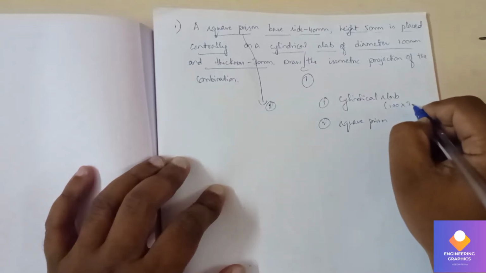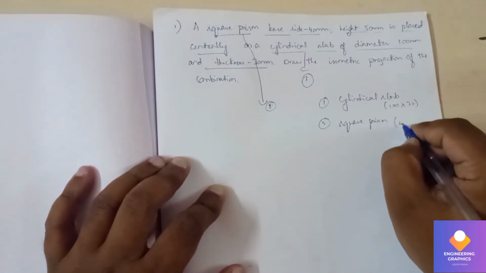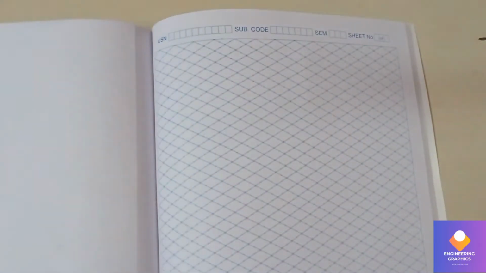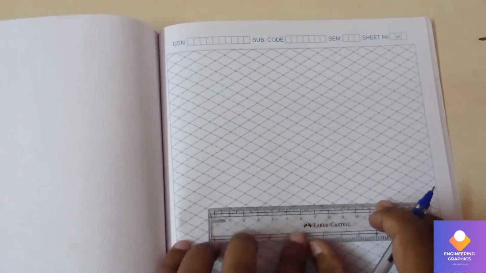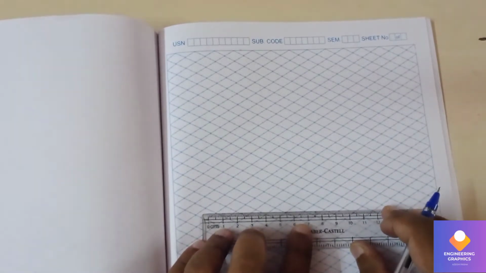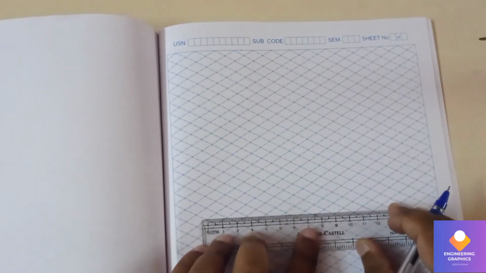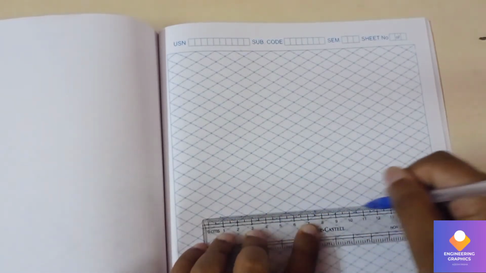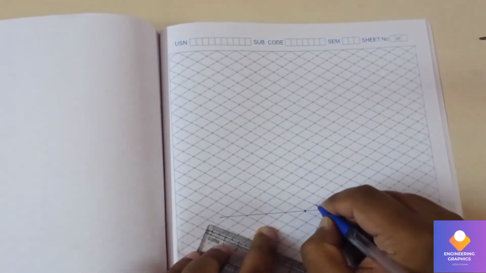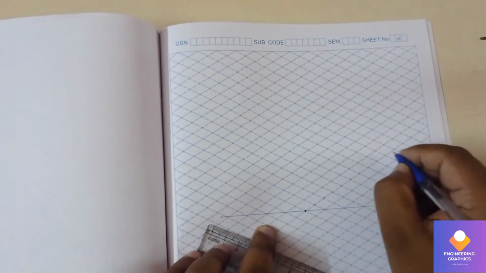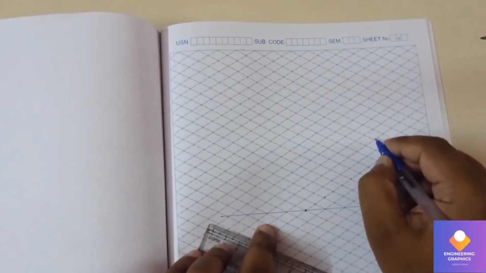So those dimensions we can write down. So 100 into 30, this is 40 into 50. Okay, in the isometric sheet you take the reference line. Okay, from this reference we should mark 10 boxes, that is 100 mm, right? We should mark 10 boxes on either side.